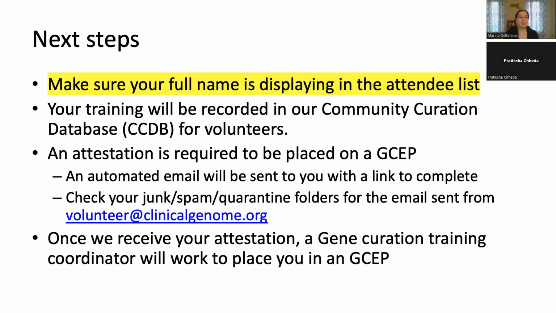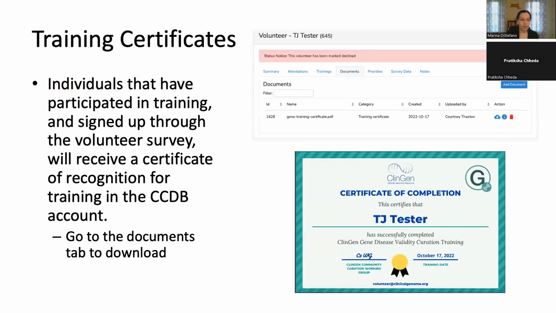Okay, so next steps, make sure your full name is displaying in the attendee list, and we'll record your training. You're going to attest to your training, and this will get sent to you as an automated email with a link to say that I attended this training. Check your junk or spam or quarantine for volunteer@clinicalgenome.org if you haven't heard anything in a while. And once we receive your attestation, a coordinator will work to place you in a GCEP if you are not already a GCEP volunteer. And then you'll also get a training certificate.